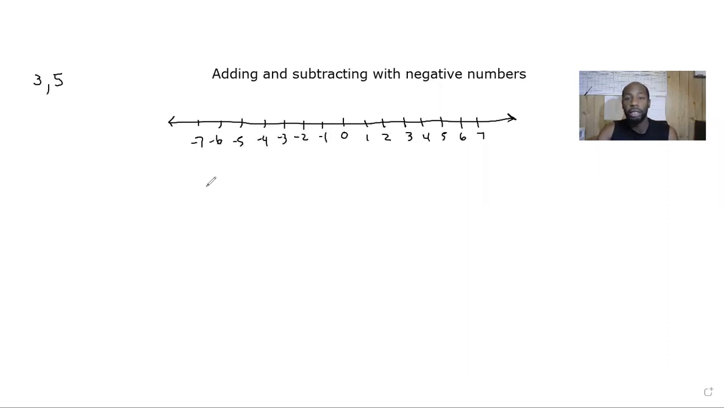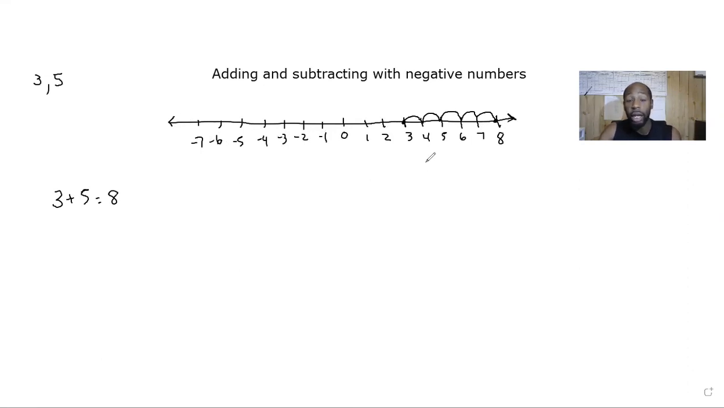All right, so check this out. Say we wanted to add 3 plus 5. That's easy. That's 8. So that's adding positive numbers. You start at 3, and you add 5. You go 1, 2, 3, 4, 5. That gets you to 8. Easy enough.